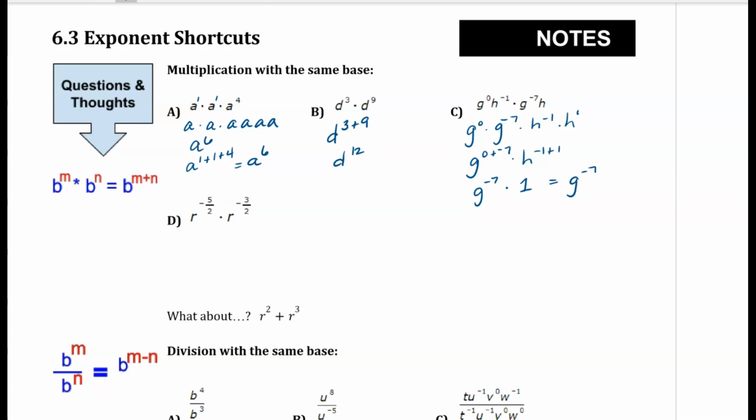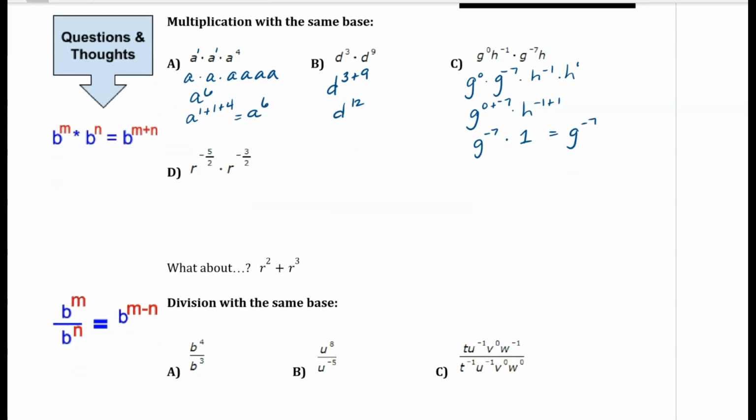This shortcut works on rational or fraction exponents as well, and is really required for that because it would be really hard for us to write out r to the negative 5/2 power. But since we have the same base and they're multiplied, we now know that we can use this shortcut of r to the negative 5/2 plus negative 3/2. Just add those powers together.